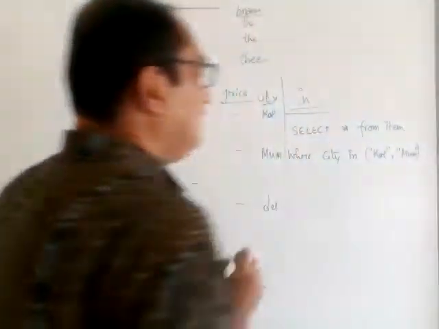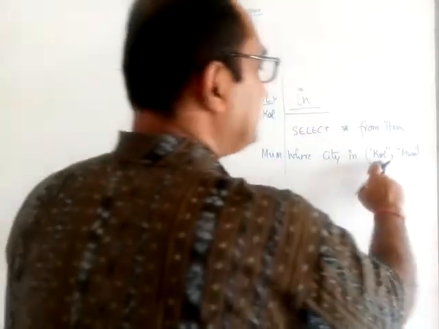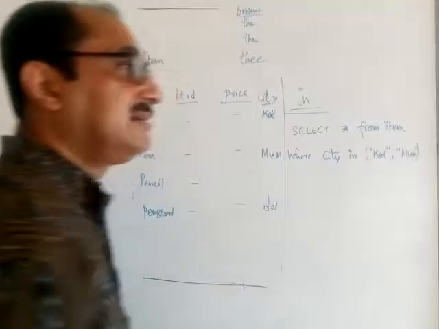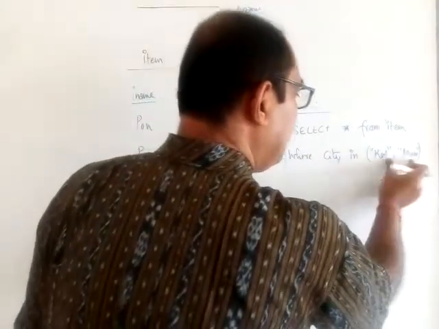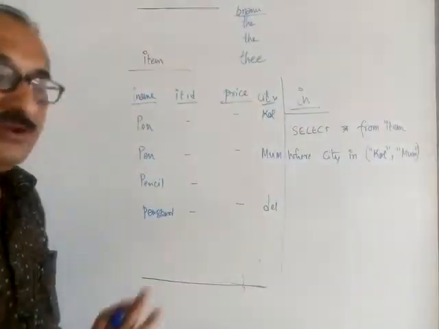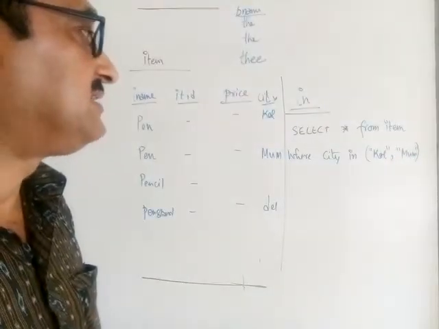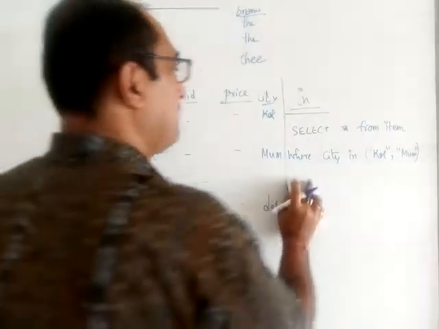If there were numeric values, I would have written, say, 100, 200, 300. When the city value is one of them, then only that particular record will be considered. That is the purpose of IN.